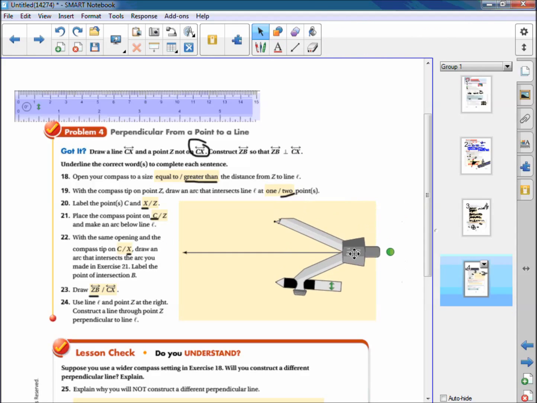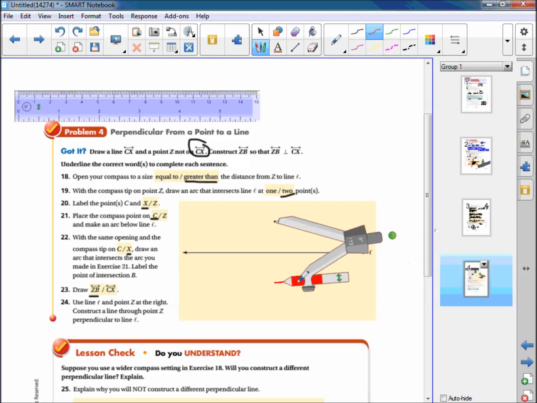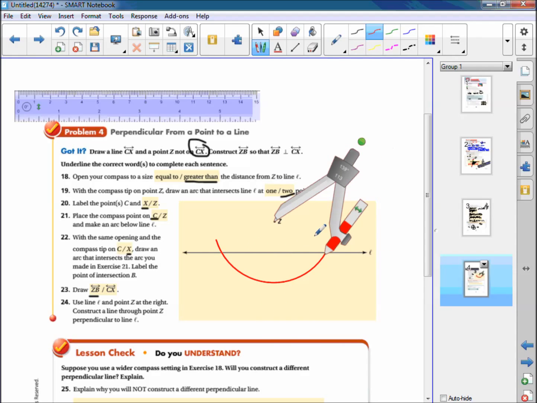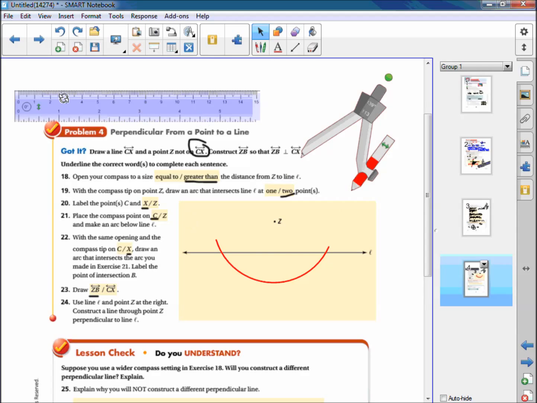So the first thing we were supposed to do is put our compass point on Z and then draw an arc that intersects line L twice. All right, so there's my arc that intersects line L twice. Get this out of the way for a second. And then we're supposed to label the intersections. Let's see, we said to label them C and X. So we'll put C right here and X right there. Okay.